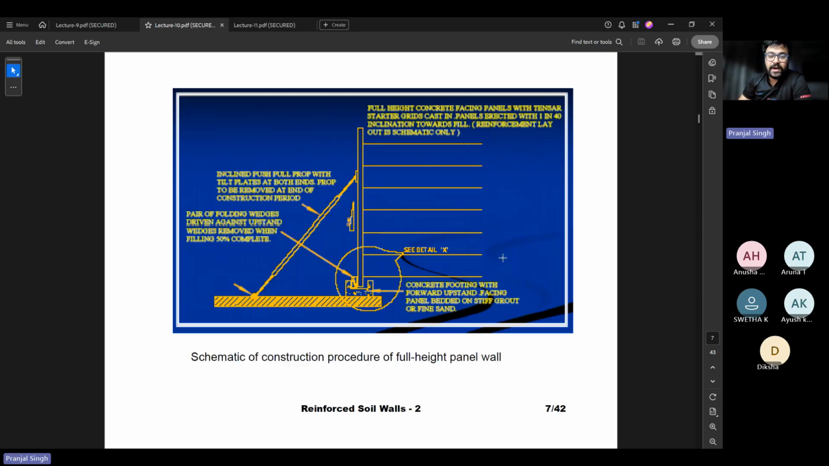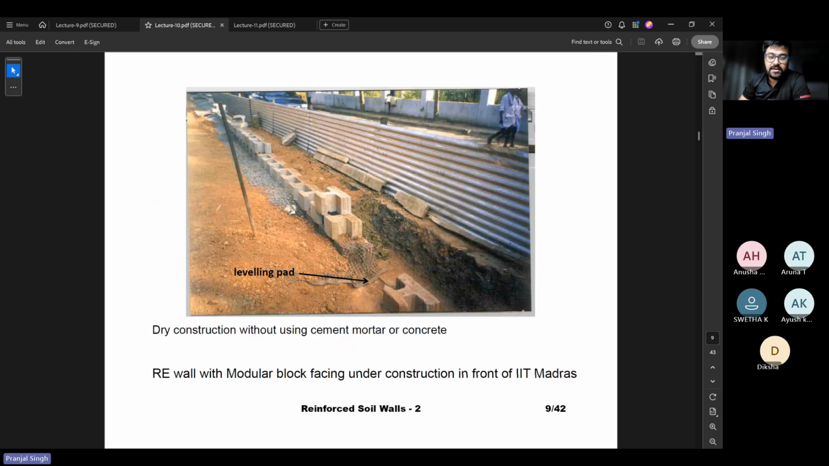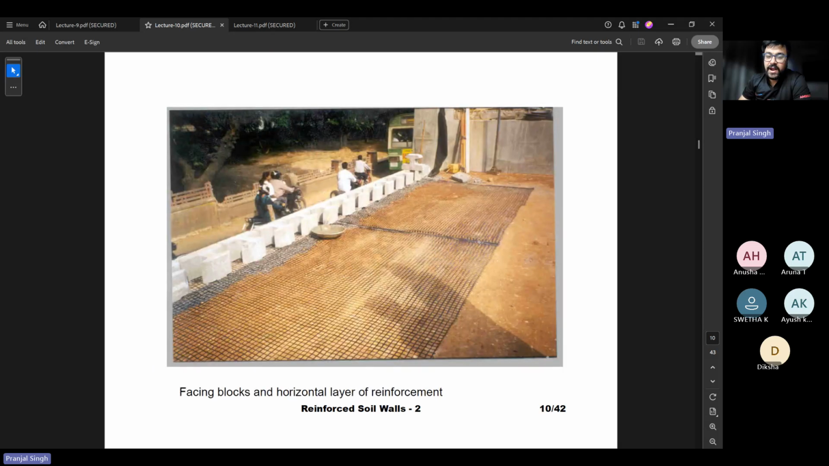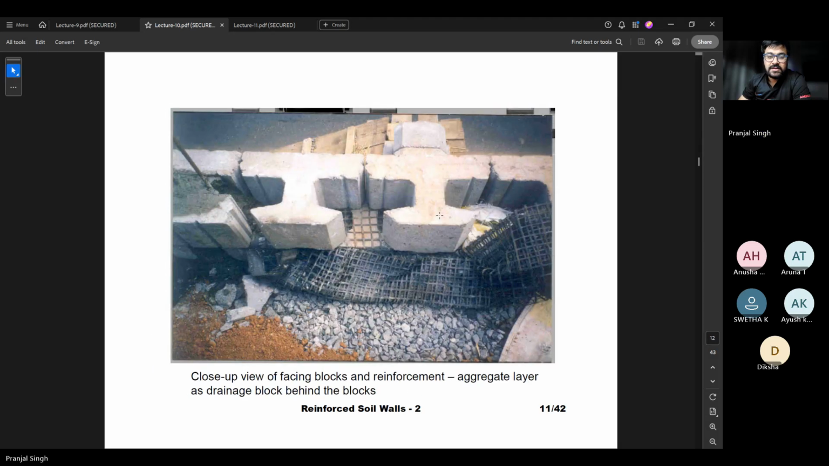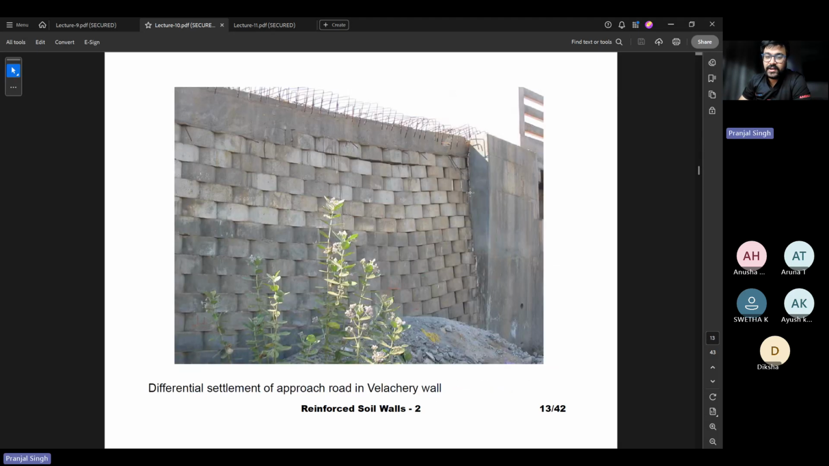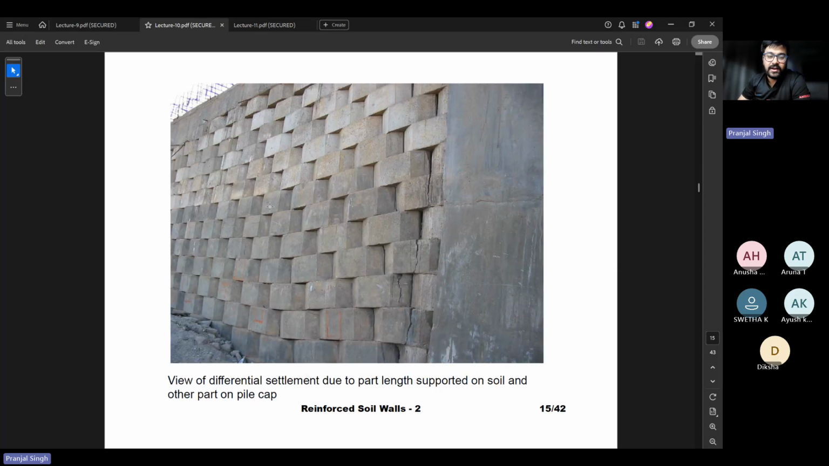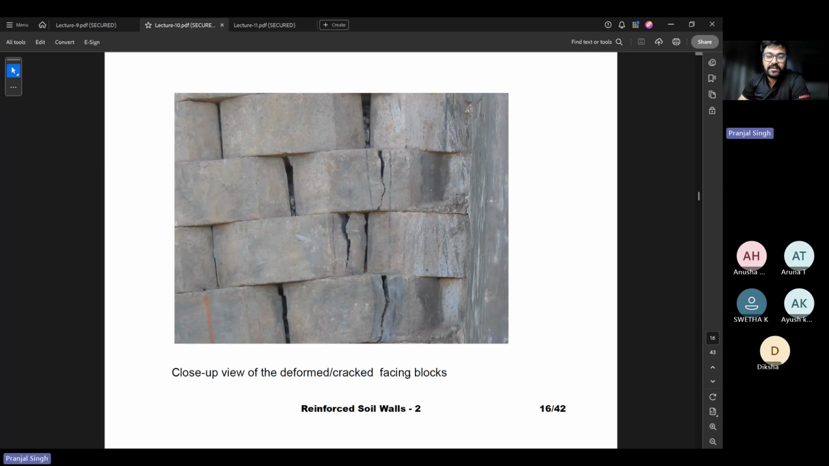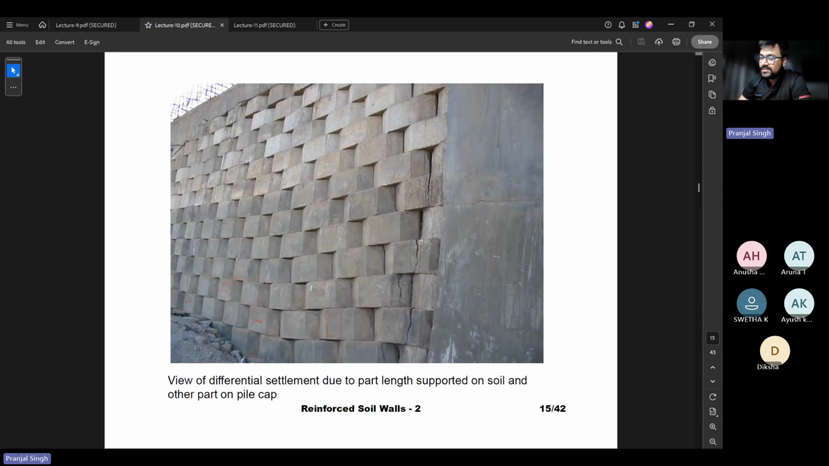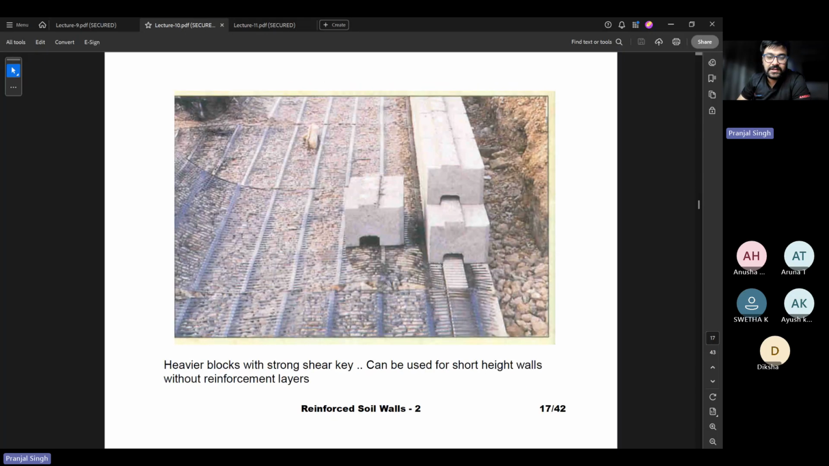And this is a full panel, again a full panel, with a photo of the leveling pad. This is geogrid with modular blocks, which are flexible, and you can see the differential settlement. So probably they knew that this differential settlement would occur, and that's why they used modular blocks. If they had used single panels, they would have cracked pretty early and would probably have had more cracks.